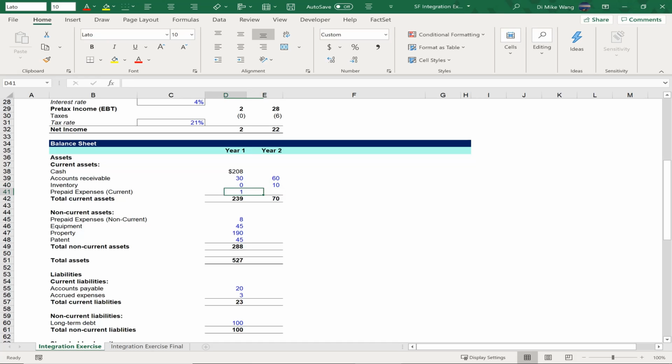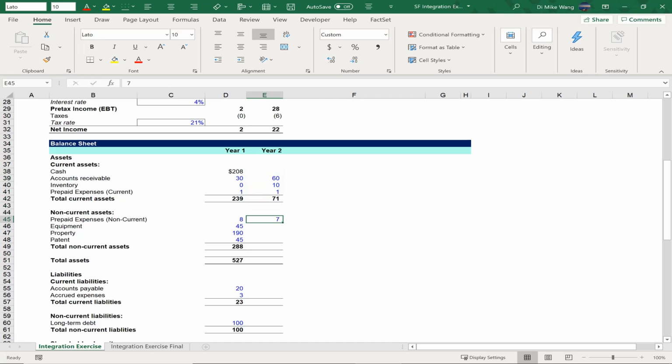So the current portion of our prepaid expenses is still 1, since this is now year 2, and there was $1 worth of insurance expense for year 2. The prepaid expenses, which is non-current, is now going to be 7, because there's now 1 year less in prepaid expenses since we're now forward a year. Okay, so our total current assets is 71, and that's without the cash number.